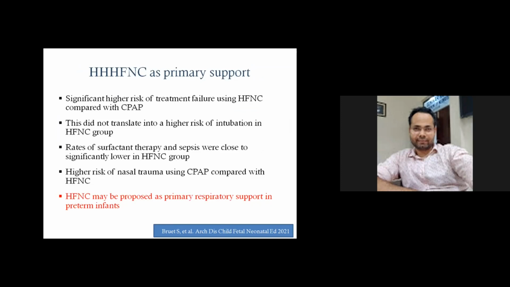So to summarize, HHFNC as primary support: there is a significantly high risk of treatment failure using HHFNC compared to CPAP, but this did not translate into a high risk of intubation in the HFNC group. The rates of surfactant therapy and sepsis were close to significantly lower in the HFNC group, and also considering the risk of higher nasal trauma with the CPAP group, we can propose that HFNC can be used as a primary respiratory support in preterm infants.